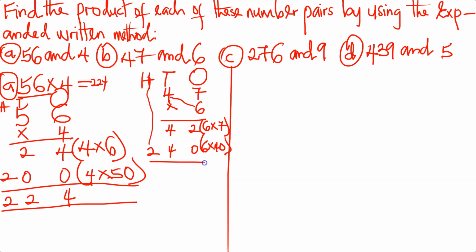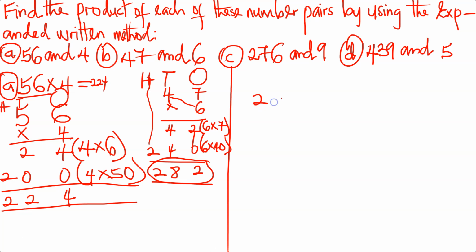Now it's time to add. 2 add 0 is 2. 4 add 4 is 8. And then the 2 comes down. So it means that when I multiply 47 by 6, my answer is going to be 282. It's as simple as that. But let's try it out on 3-digit numbers.